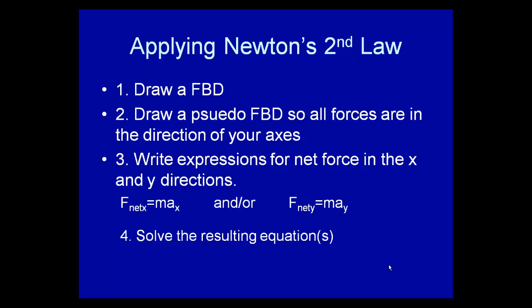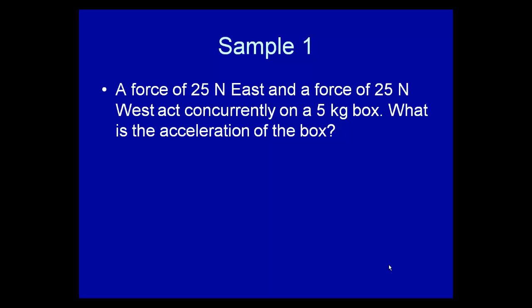Generally, things are constrained where they can only accelerate in one direction, so that usually makes it easier. The net force in the x direction is equal to m times a in the x direction, and/or the net force in the y direction is equal to m times a in the y direction. And then of course we'll solve the equations. Two equations can mean you could have two unknowns. So let's look at a simple one.